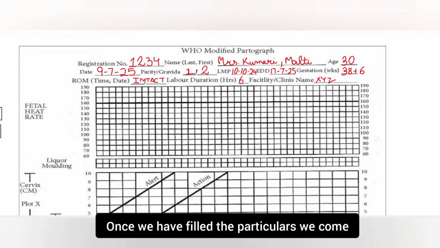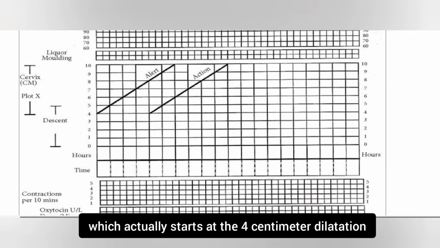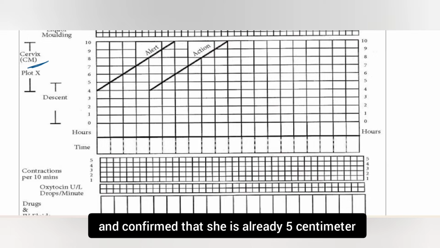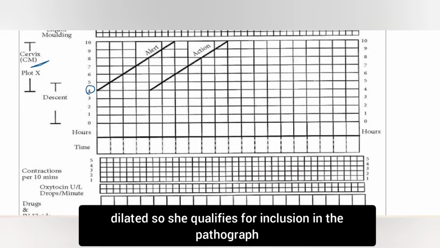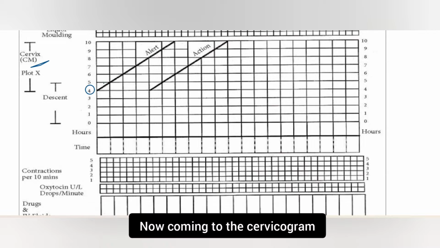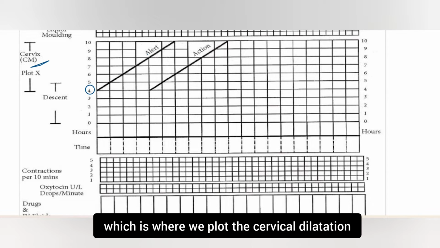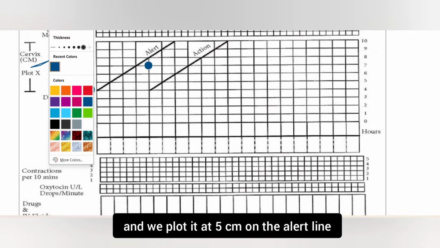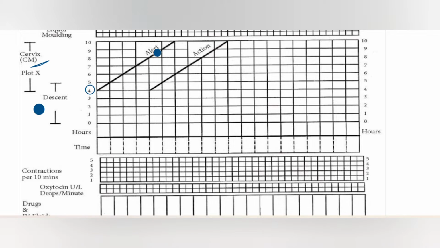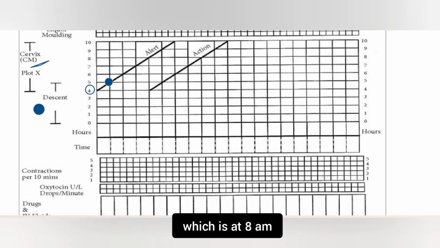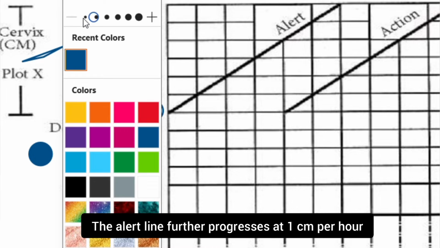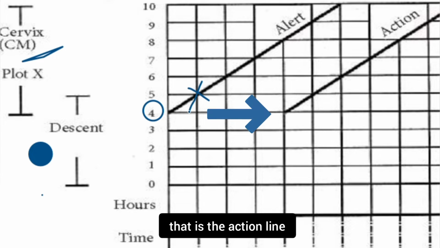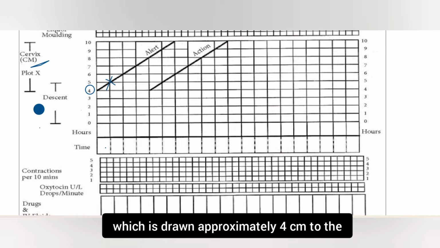Once we have filled the particulars, we come to the cervicogram, which actually starts at the 4 centimeter dilatation. We have thoroughly assessed this patient and confirmed that she is already 5 centimeter dilated, so she qualifies for inclusion in the partograph. Now coming to the cervicogram, which is where we plot the cervical dilatation. This is marked as an X and we plot it at 5 centimeter on the alert line at the time of admission, which is at 8 am. The alert line further progresses at 1 centimeter per hour, and there is also one more line, that is the action line, which is drawn approximately 4 hours to the right of the alert line.